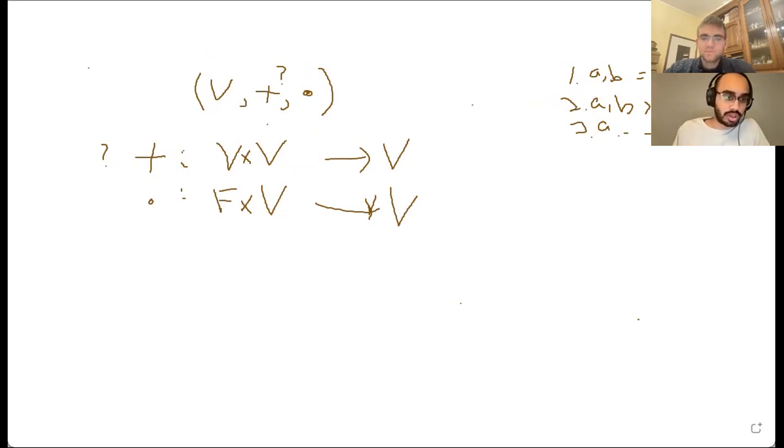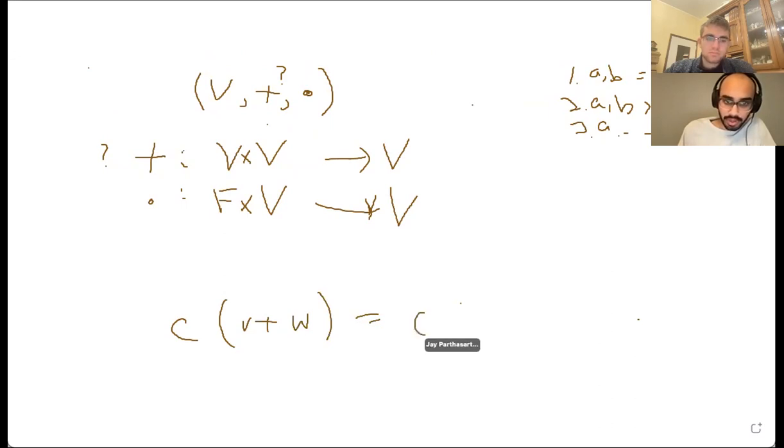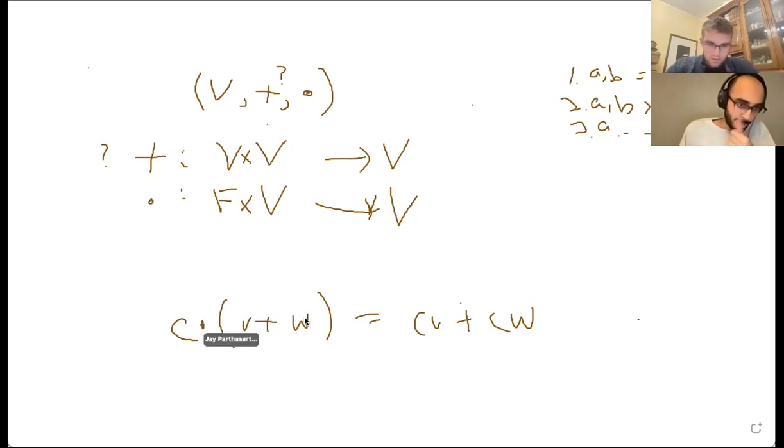Okay, but I digress. There are two more axioms that we have to talk about, the distributive axioms. This is a statement about the combination of addition and multiplication. It says that c times (v plus w) equals cv plus cw. C is a member of the field. There's actually a dot hiding here, and from now on, if there's no symbol between things, we assume it's multiplication.